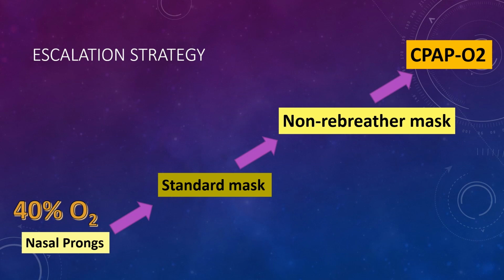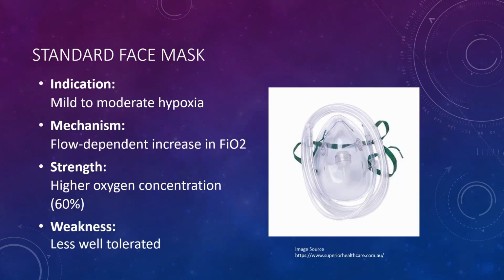Looking at our strategy, the next device to try is the standard oxygen mask, and this is because it can provide higher levels of oxygen concentration, up to around 60%. Now, the standard oxygen mask operates also on the principle of increased flow, creating increased FiO2. When operating a mask, it is recommended that you use flow rates of no less than 6 liters per minute.